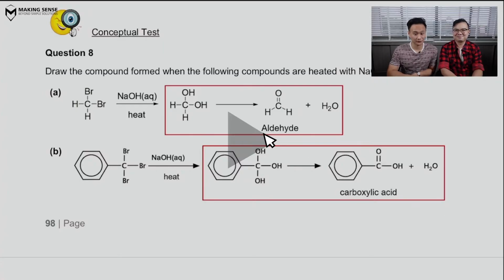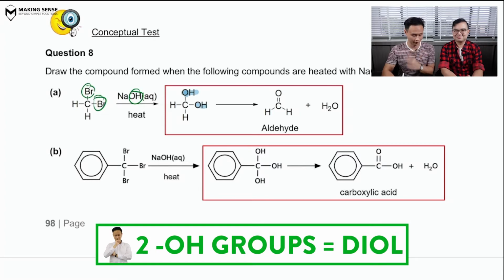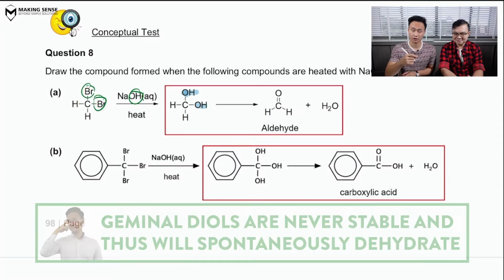Okay guys, welcome back. So if you look at question 8A, you will realize that there are 2 halogens bonded to the same carbon. So when you do a nucleophilic sub, the OH minus nucleophile, you'll sub away both of the halogens away. Now this will give you 2 hydroxyl groups bonded to the same carbon. This is what we call a geminal diol, 2 hydroxyl groups, diol. Okay. Now, geminal diols are never stable, so it will spontaneously eliminate water. This is what we call dehydration.